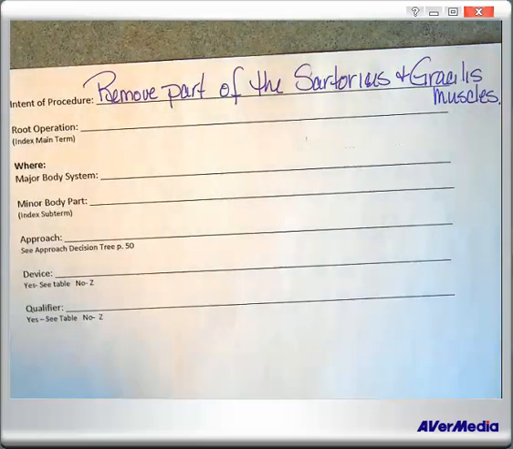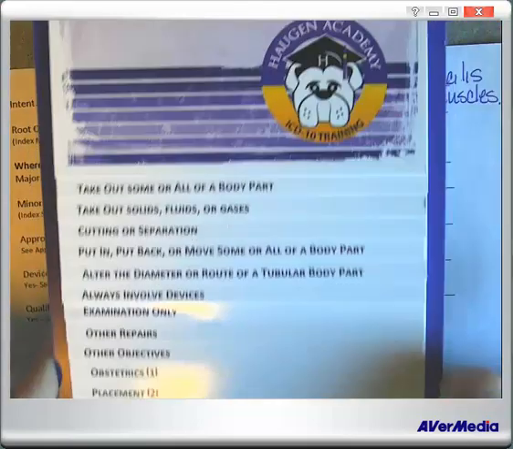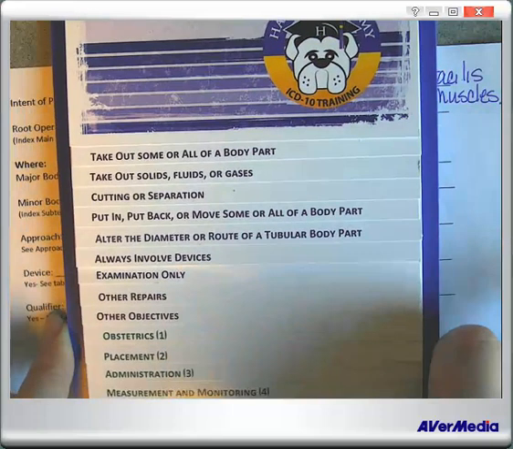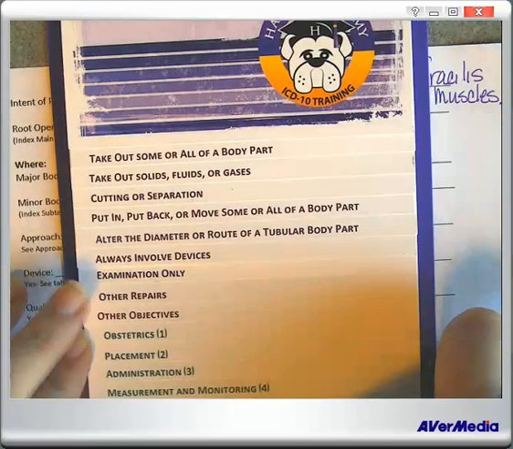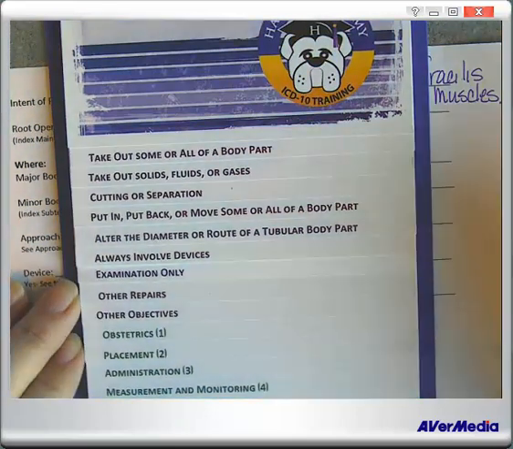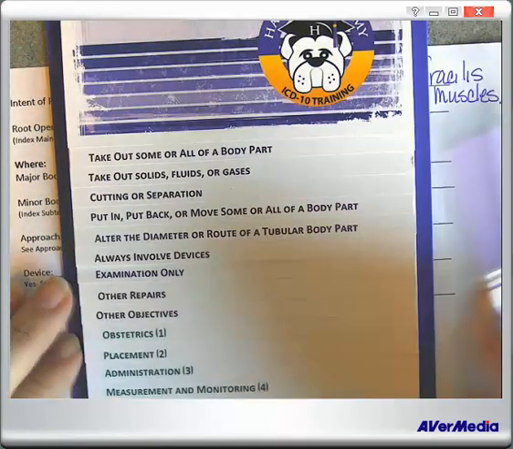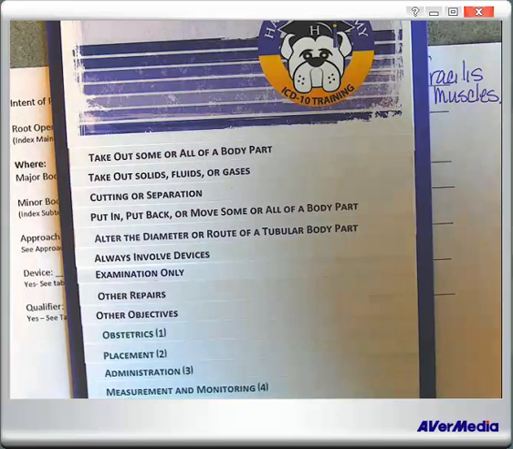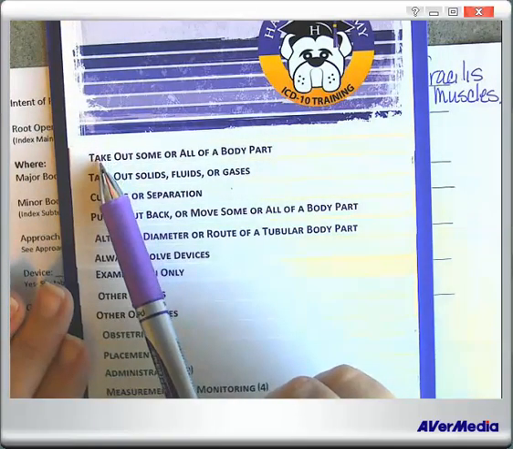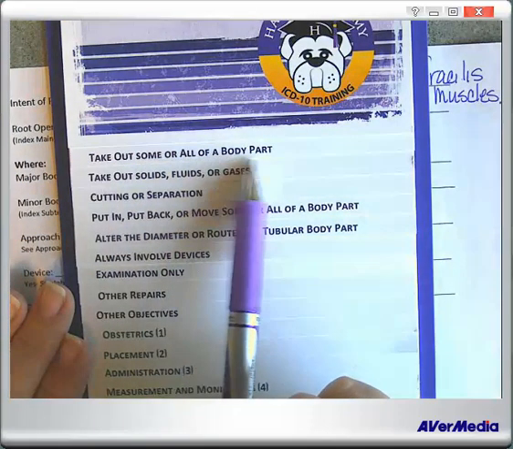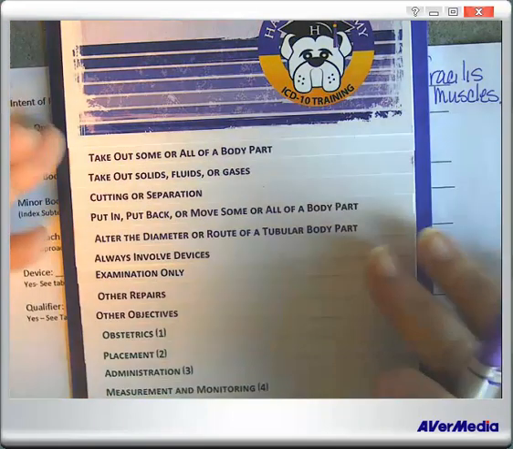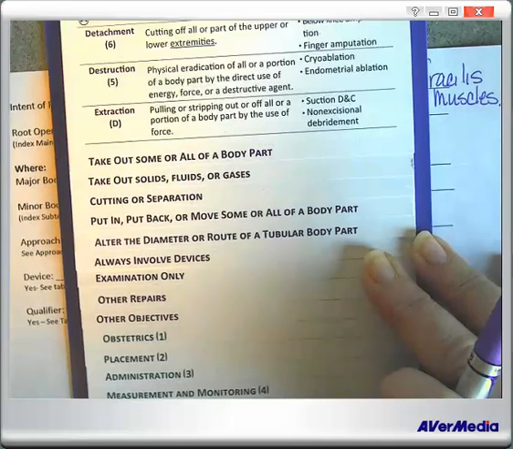So now what do we need to do? We need to get out our handy dandy little Hagen Academy flip bits. Again, you can purchase it from them. And we need to look, right? So what are we doing? We're taking out part of a body part. So here, let's start looking. Take out some or all of a body part. Absolutely, that's what we're doing. A muscle is a body part.